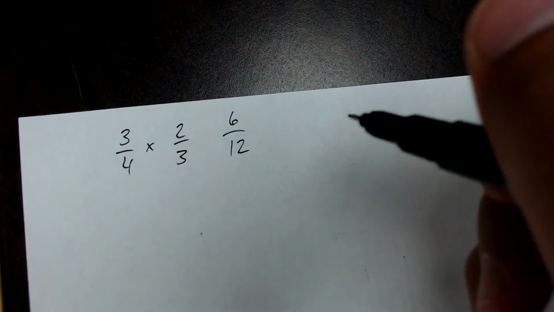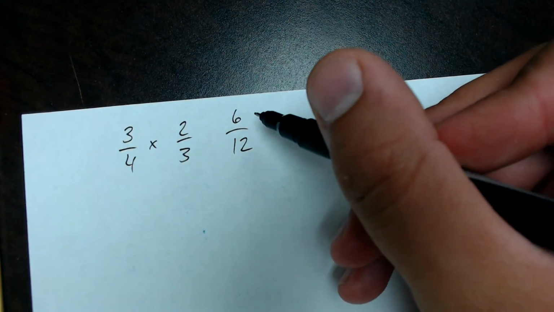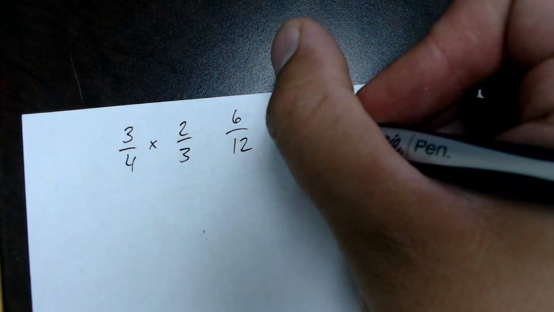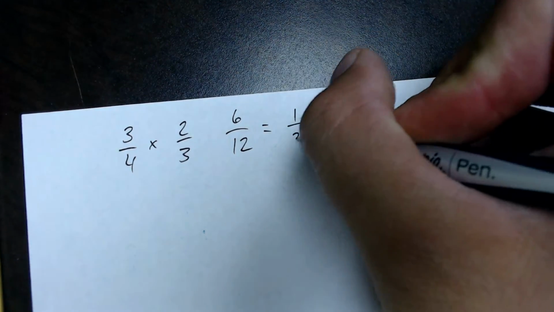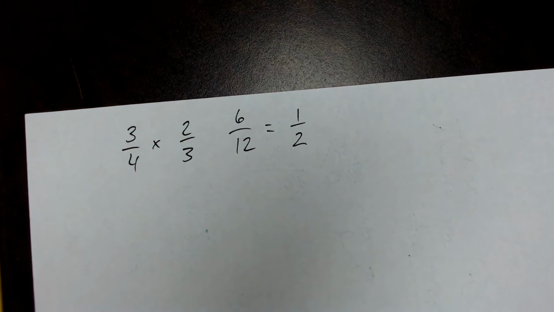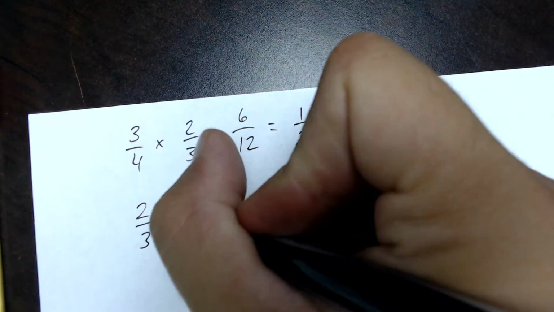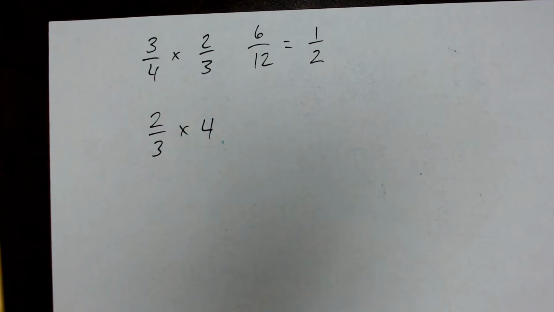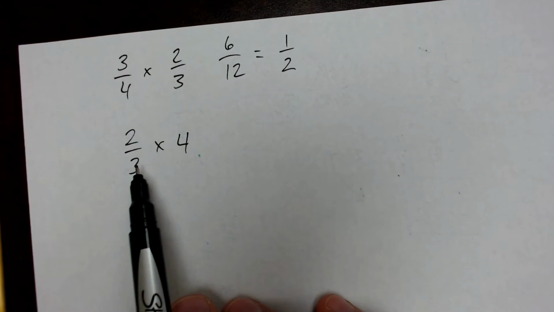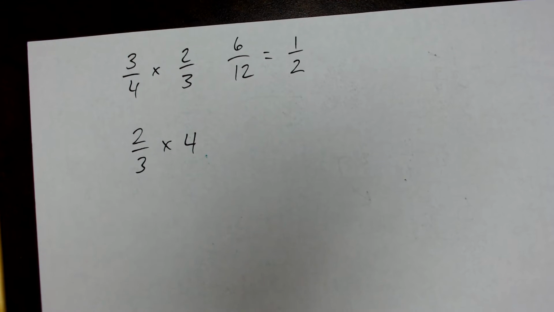And then we can see that 6 is exactly half of 12, so that fraction is going to reduce to 1/2. Right? Now, let's see here. I'll do one more example before I start talking about reducing. Now let's say we have 2/3 times the number 4. Right? Now, some of you are asking, well, how do I multiply a fraction times a whole number?